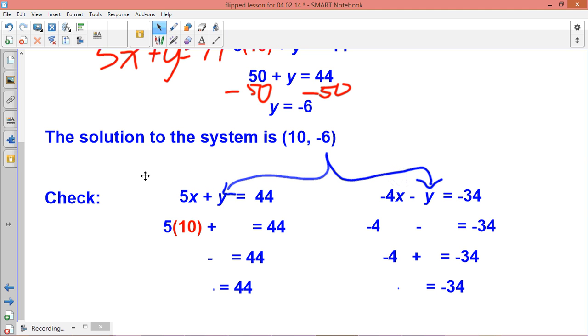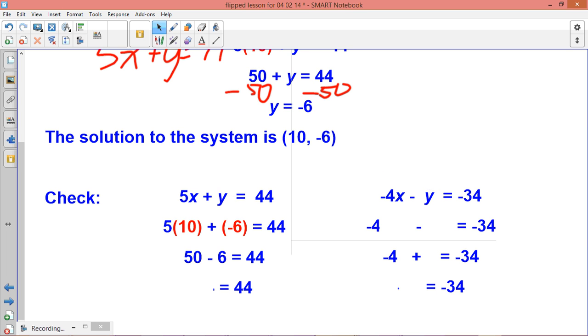5 times 10 plus negative 6 is 44. Well, let's see. That's 50 minus 6. Is that 44? Yes, it is. So I know I'm right. Excellent. What about the next one?